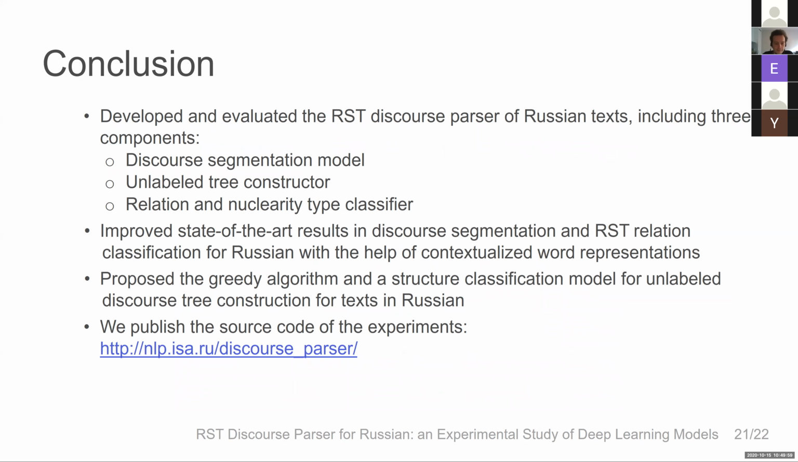In our work, we developed and evaluated the RST Discourse Parser of Russian texts, including 3 components, namely discourse segmentation model, unlabeled tree constructor, and relation and nuclearity type classifier. We improved state-of-the-art results in discourse segmentation and RST relation classification for Russian with the help of contextualized word representations and BMPM neural architecture. We proposed the greedy algorithm and structure classification model for unlabeled discourse reconstruction, and we published the source code of the experiments along with the source code of the final discourse parsing pipeline.